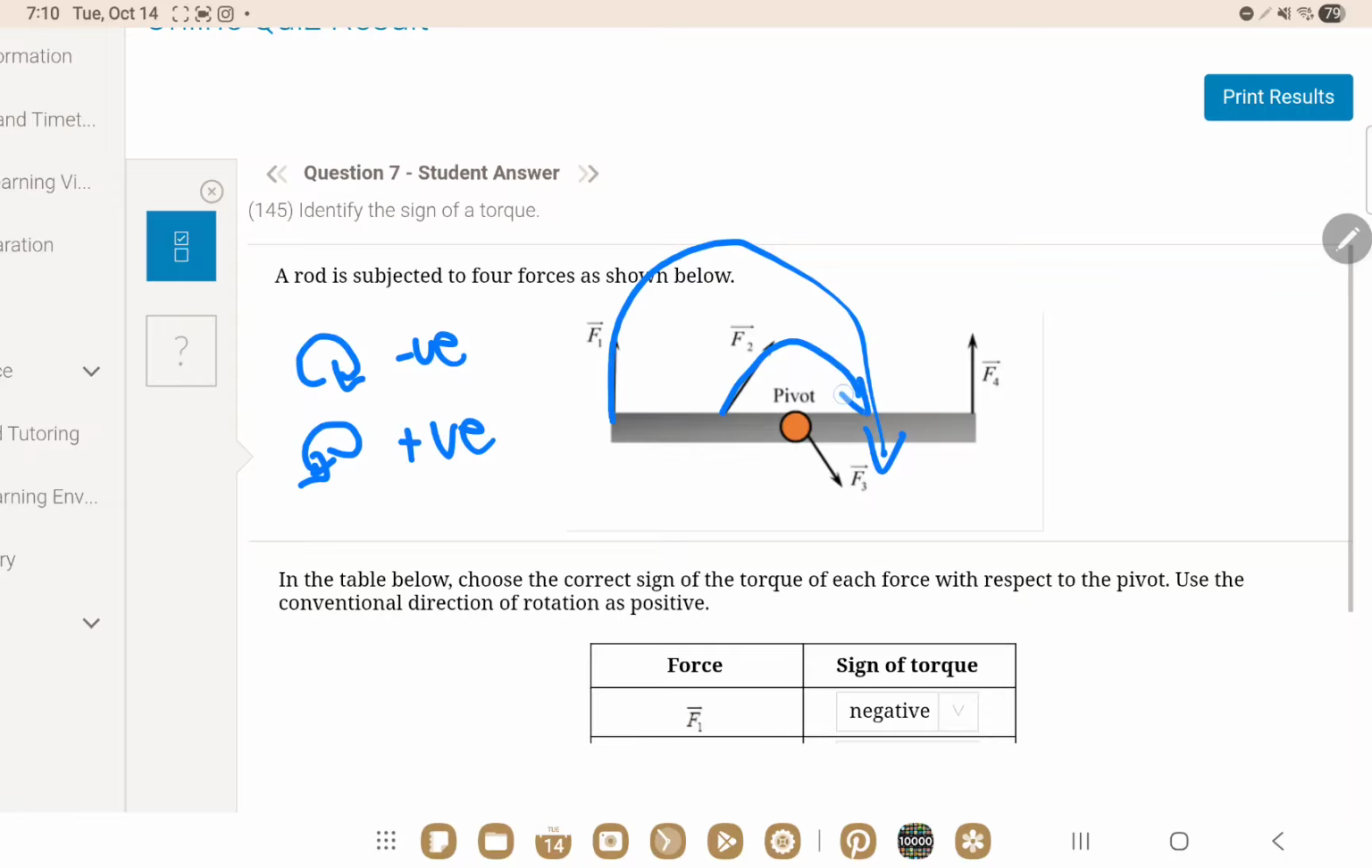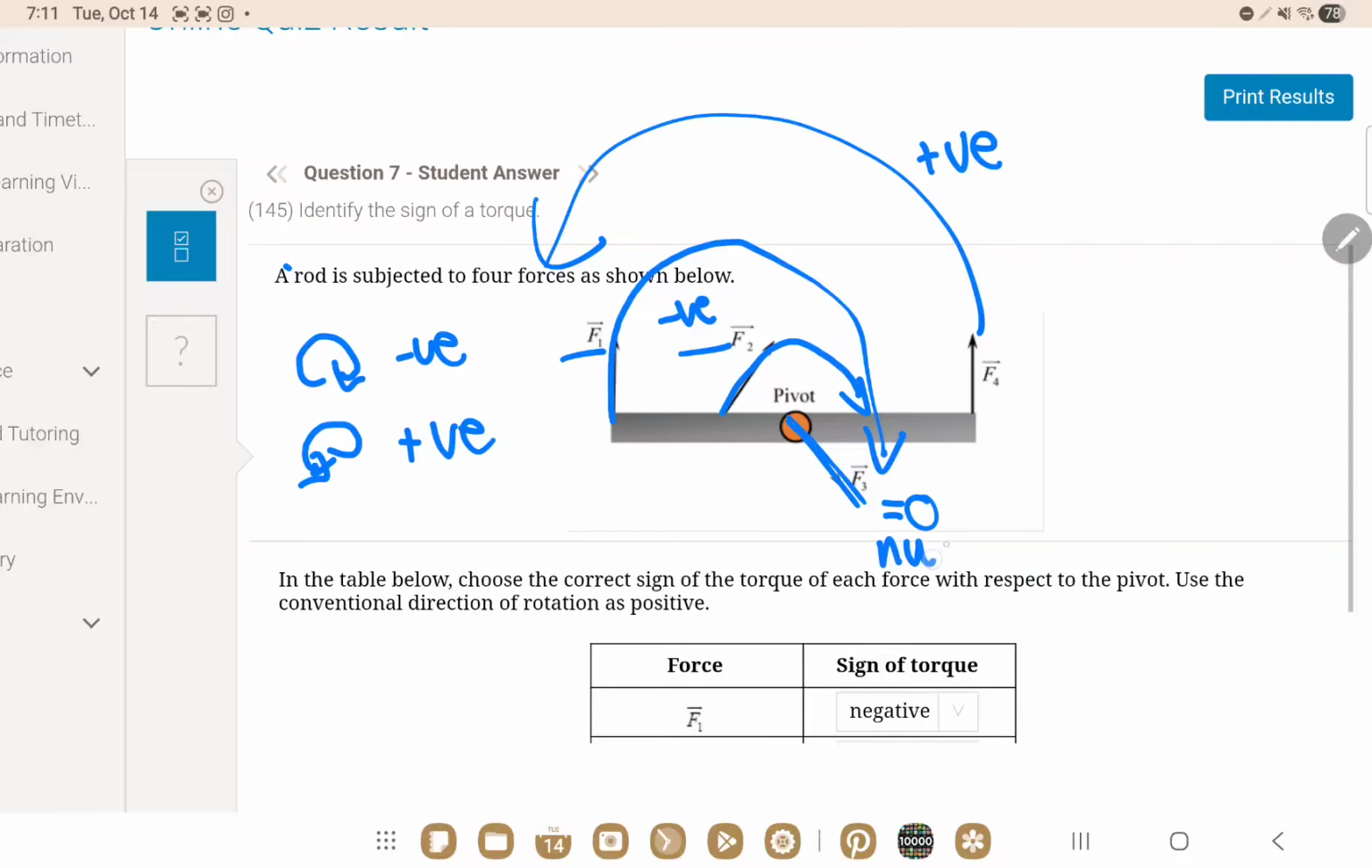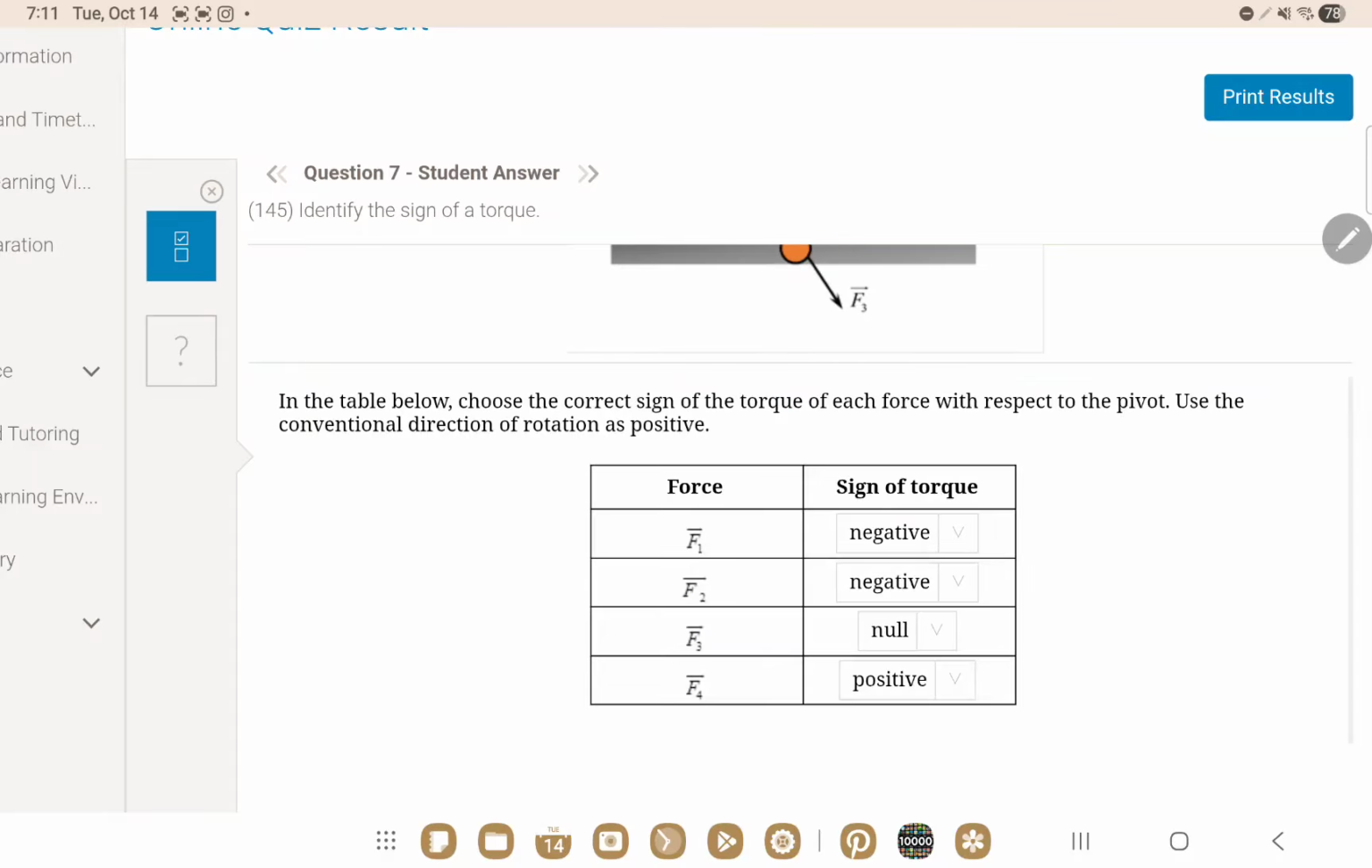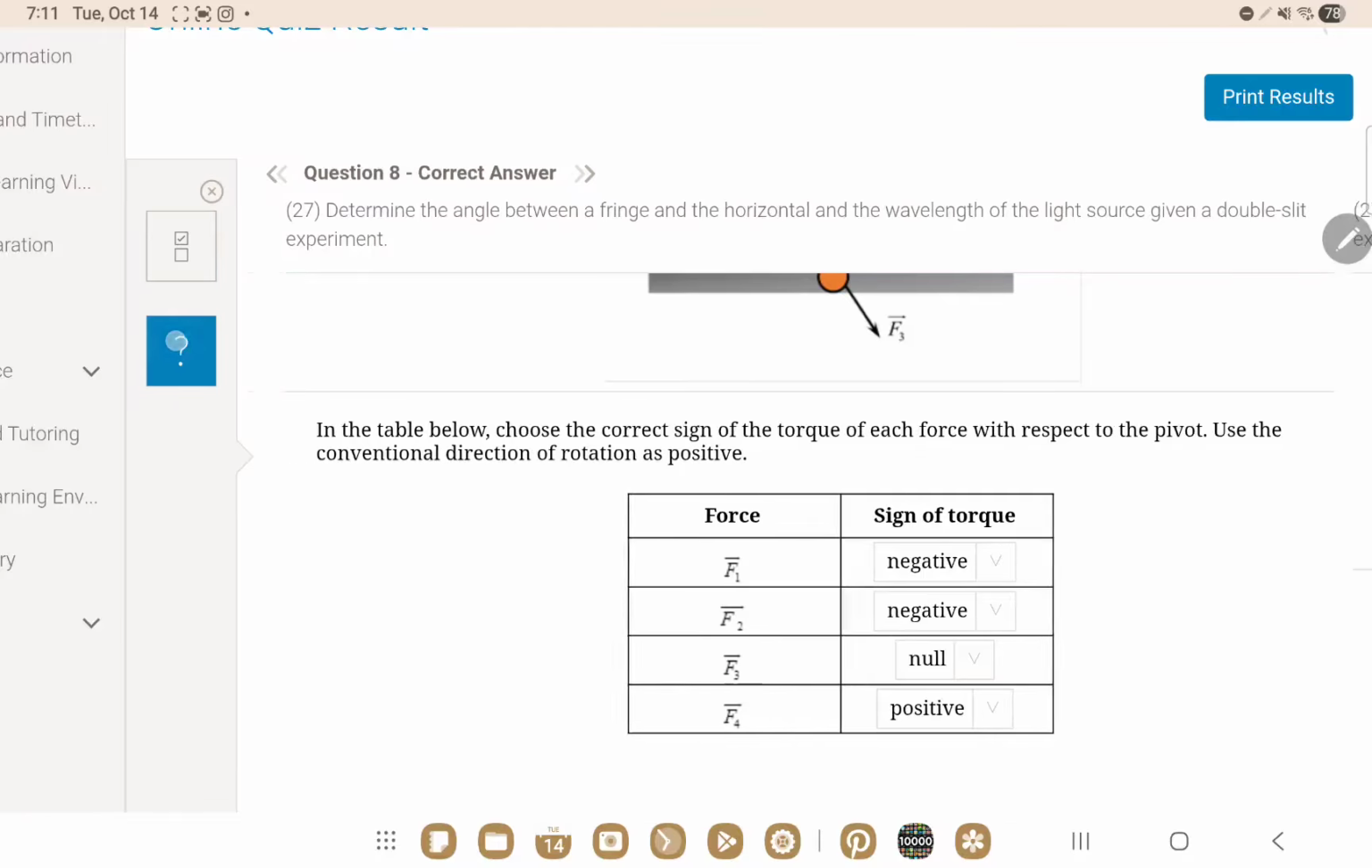So F1 is going in the counterclockwise direction. F2 is going in the same direction as F1, so it is also, oh wait, sorry, these are both in the clockwise direction. And F3 is passing through the pivot. What did I say? Passing through the pivot equals 0. Now F4 is going in the counterclockwise direction. So F1, F2 are negative, F4 is positive, and F3 is null, which means 0. Negative, negative, null, positive. Moving on.